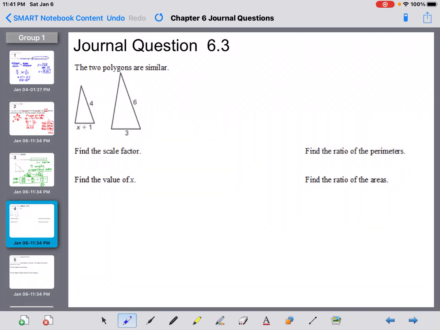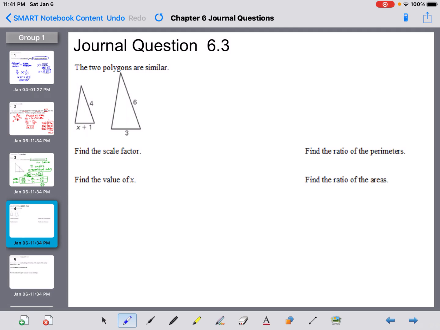A journal question from 6.3 here, dealing with our similar polygons. You can tell I have two triangles here. They look the same shape, but they're obviously not the same size. And quick reminder, that's because there's congruent angles, but proportional sides. So they tell me they're similar, and it says find the scale factor.